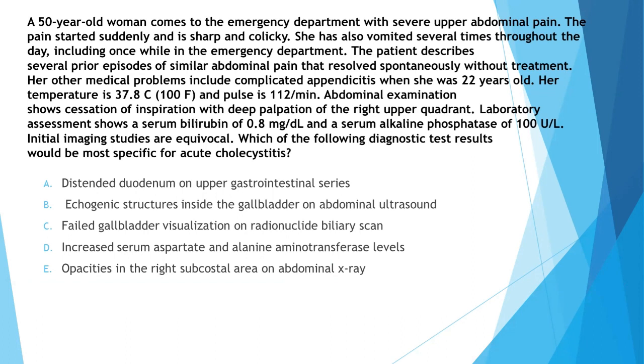Distended duodenum on upper gastrointestinal series, echogenic structures inside the gallbladder on abdominal ultrasound, failed gallbladder visualization on radionuclide biliary scan, increased serum aspartate and alanine aminotransferase levels, opacities in the right subcostal area on abdominal X-ray.